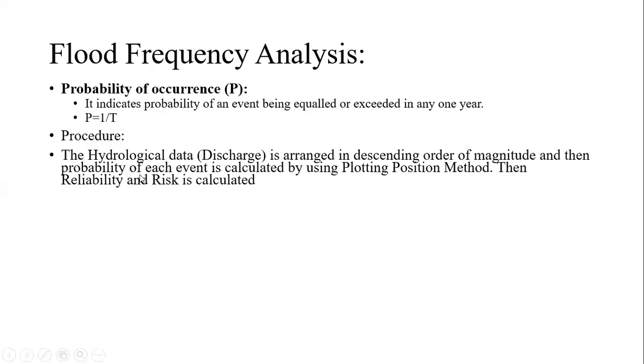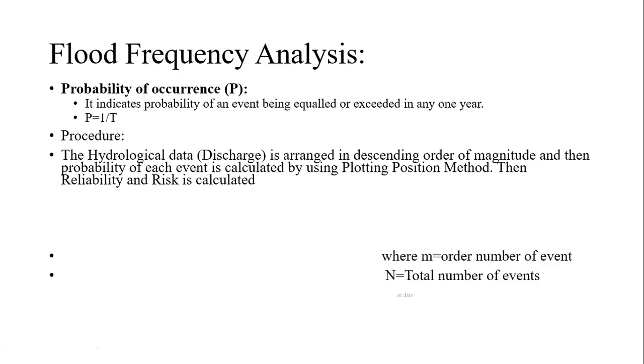And then the probability of each event is calculated by a plotting position method, and along with that the risk and reliability are also calculated. Now how it is calculated, we will see. So the first step is that whatever discharge data is given to us, we have to arrange it in descending order and give them orders. Orders means numbering as we go down; that is called the order here.